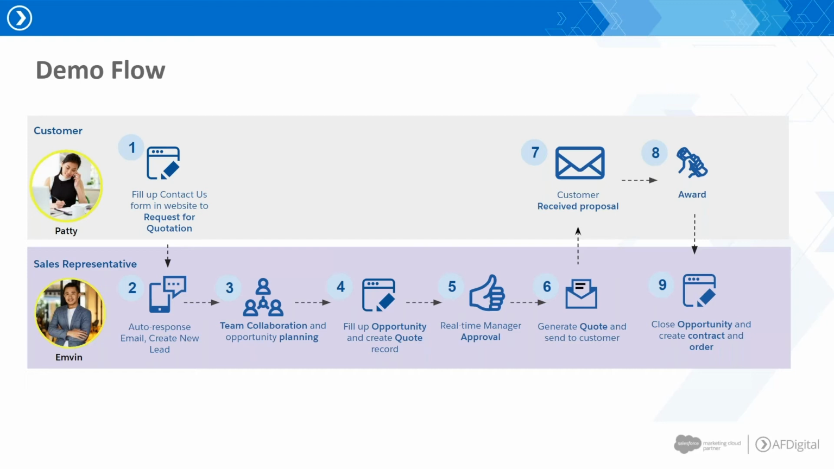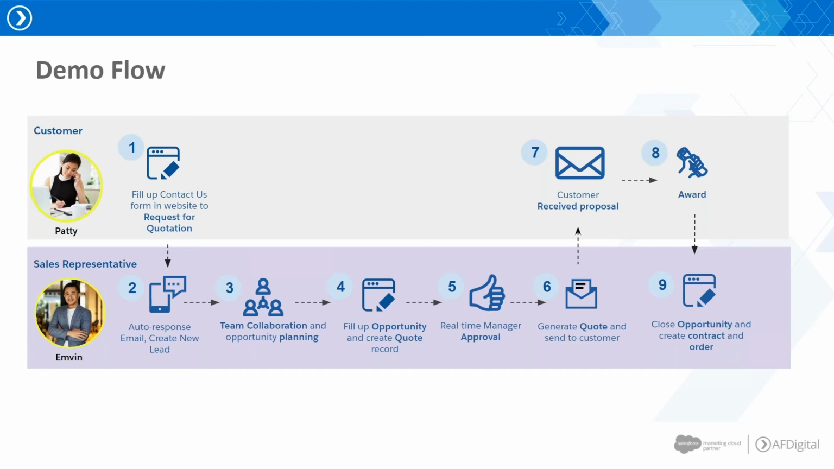Then the third step is the team will have collaboration and opportunity planning to check the lead and decide who will work on that specific lead. Once we have planned who will work on that lead and established the communication between that lead and the sales representative, we will go into step 4, where we fill up the opportunity and create the quote record. Then we have an approval for the quote. Then the quote will be generated and sent to the customer.